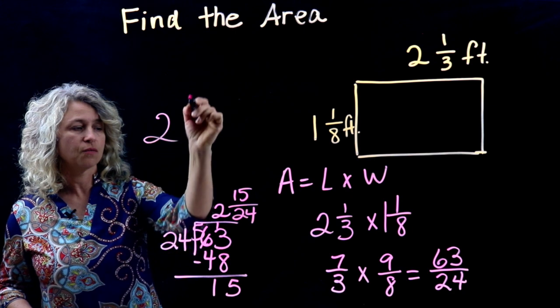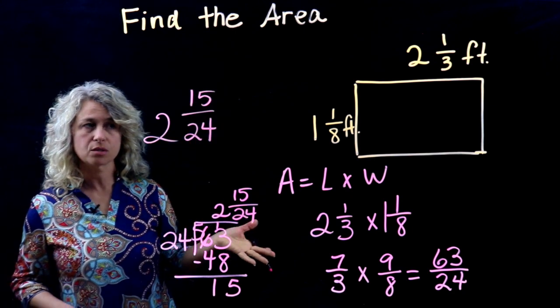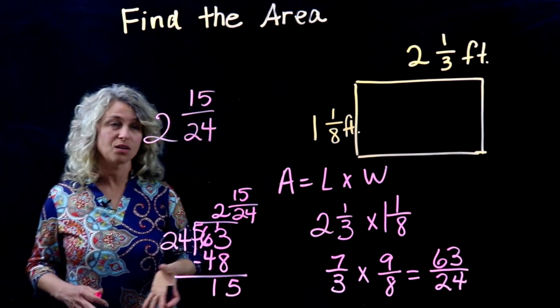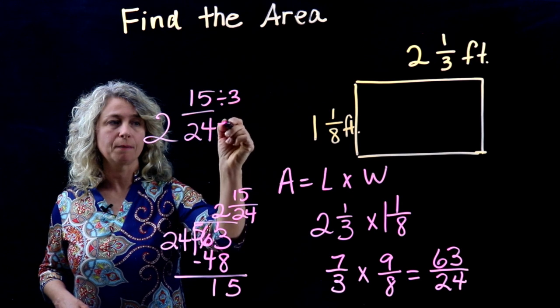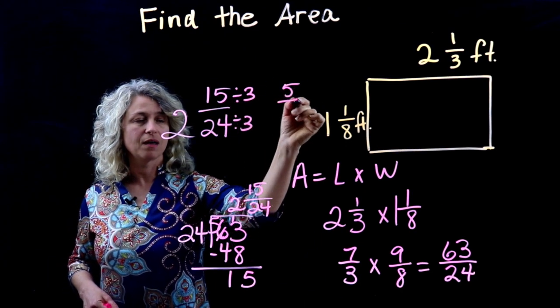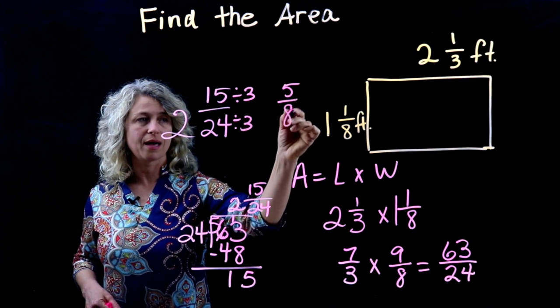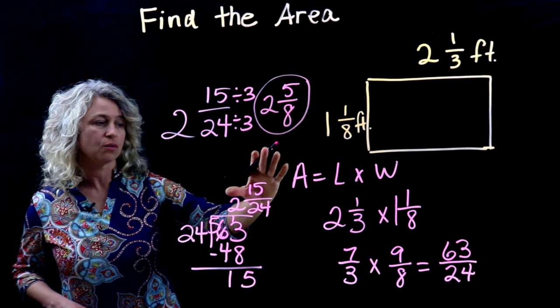2 and 15/24. Can that be reduced? Can you think of a number that you could divide by? Okay, I think I can think of 3. All right, so divided by 3, 15 divided by 3 is 5, and 24 divided by 3 is 8. So bring your whole number with it. So here is your final answer.